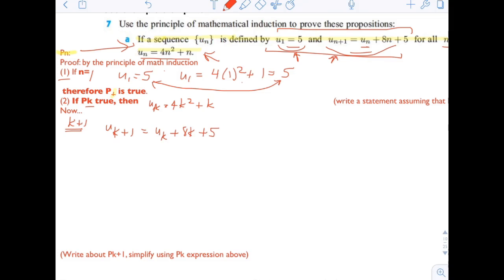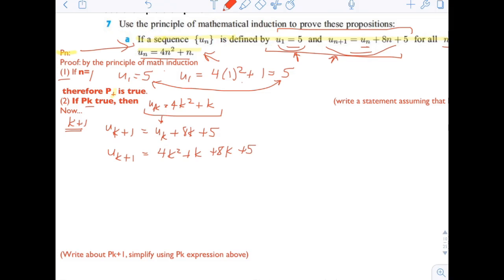And now let's try to take advantage of what we assumed to be true, which was this. Let's try to plug that in somehow. And we can put it right there, right? So that we have u subscript k plus 1 equals 4k squared plus k plus 8k plus 5.